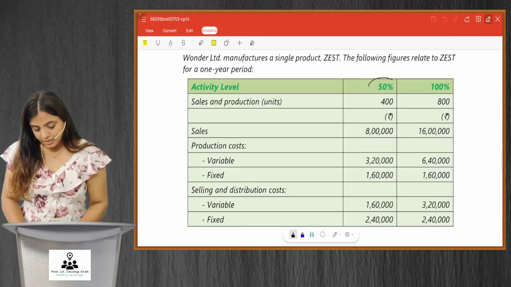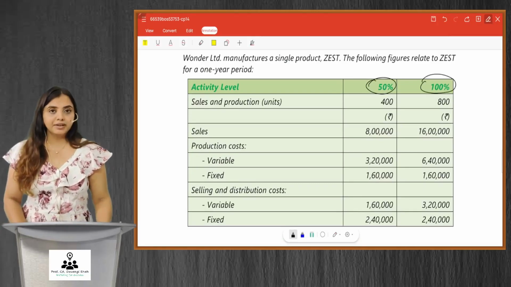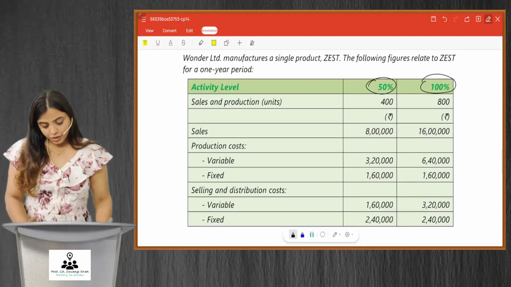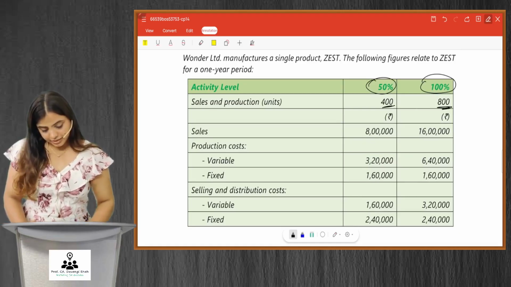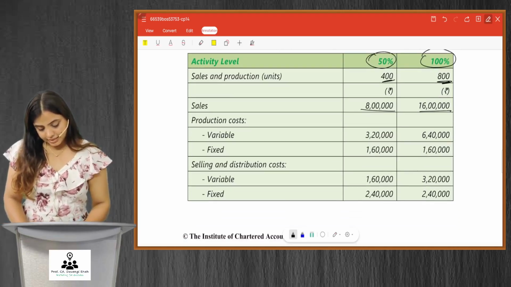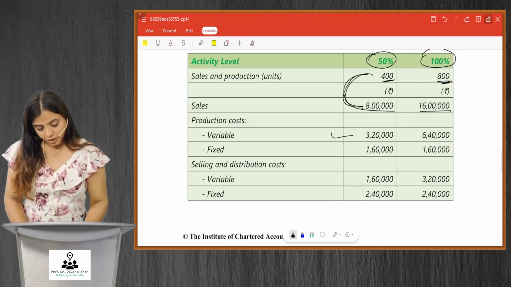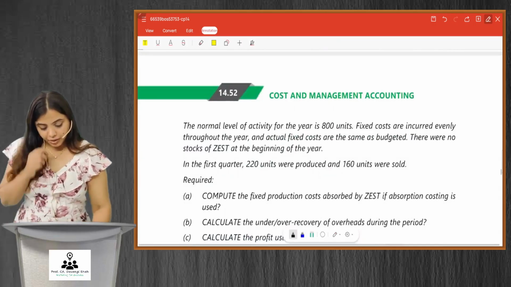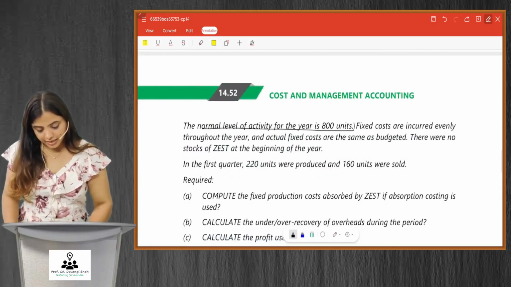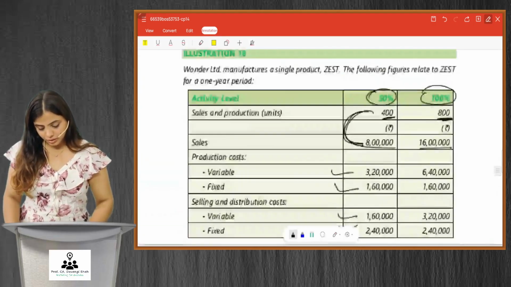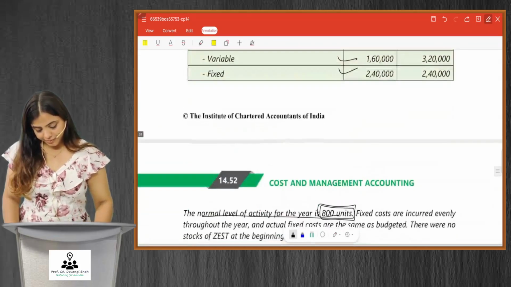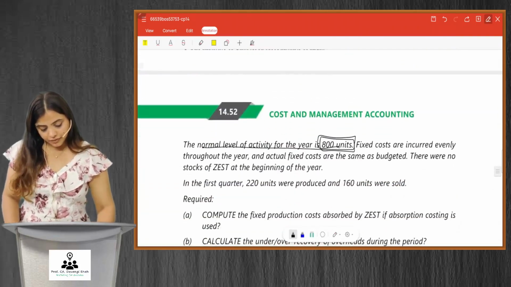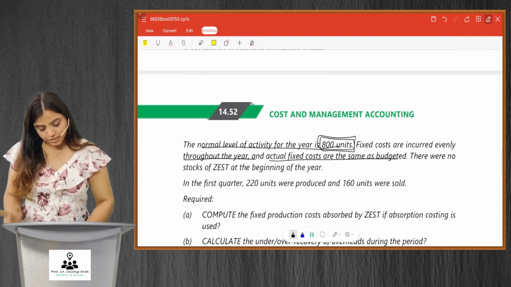And this data is given at 50% and 100% level. Sales in production 400, 800. Sales 8 lakhs, 16 lakhs. I'm sure you can calculate the selling price. Then variable production cost, fixed production cost, variable and fixed selling cost is given. Normal level for the year is 800 units. So this is normal level. Okay. Fixed costs are incurred evenly throughout the year. Actual fixed costs are same as budgeted.